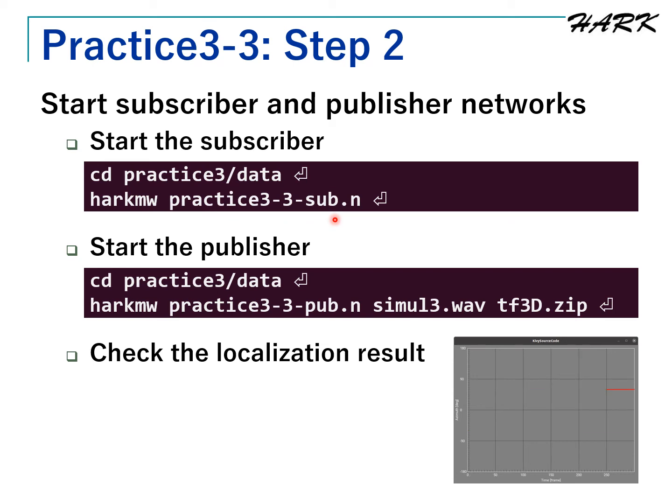In the other terminal, start the network that publishes localization results. The name of the network is practice3_pub.n, with two arguments: one is the audio file, the other is the transfer function. And then you can check the localization result as shown here.